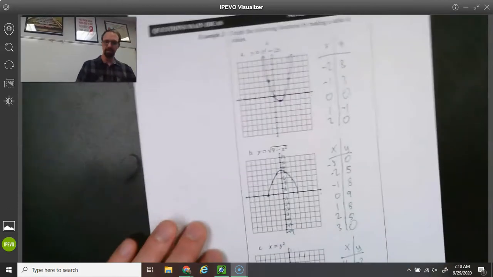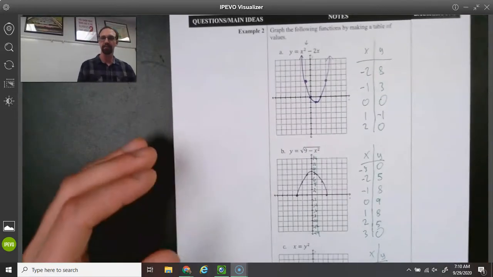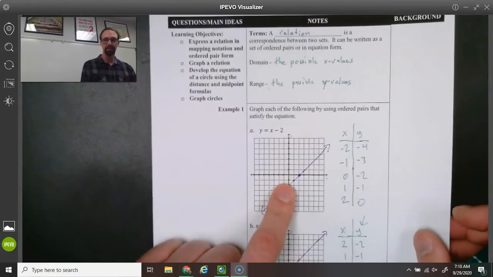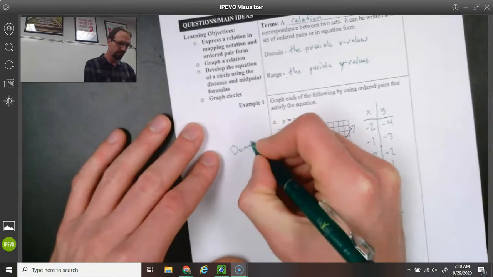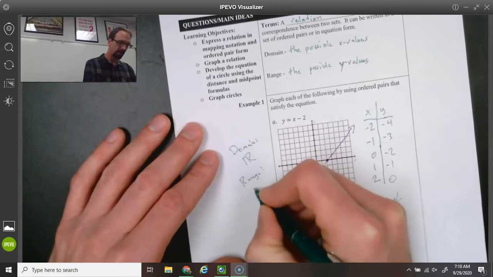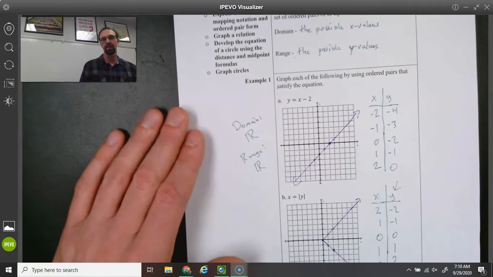Okay, so with these problems, we can actually start talking about domain and range with a little bit more fidelity than our previous page. If you look back on our previous page, this one here, the domain and range is going to be all real numbers. Domain, all real numbers, and range is all real numbers. And remember, we can talk about this in different ways. We can also talk about this in set notation.